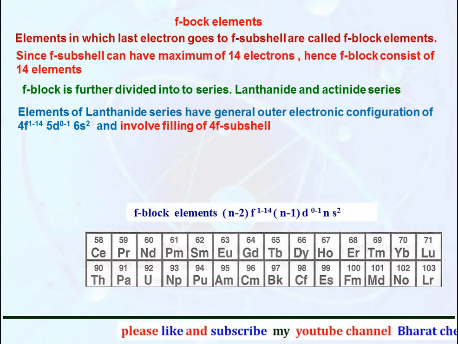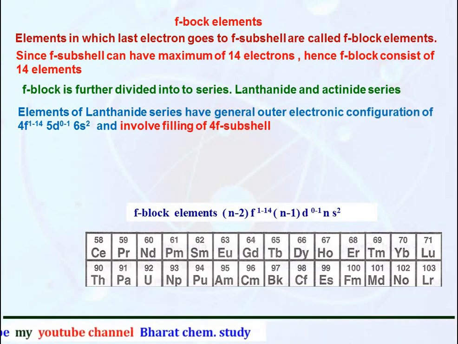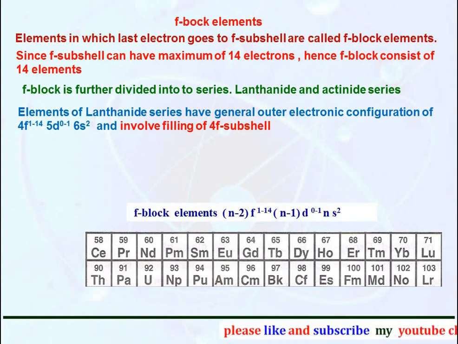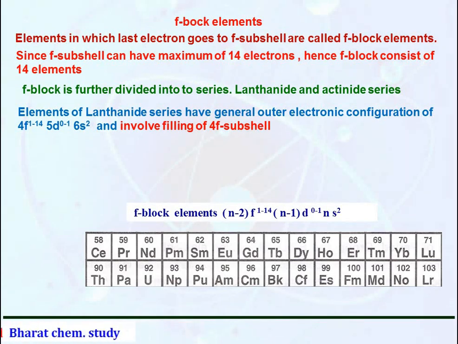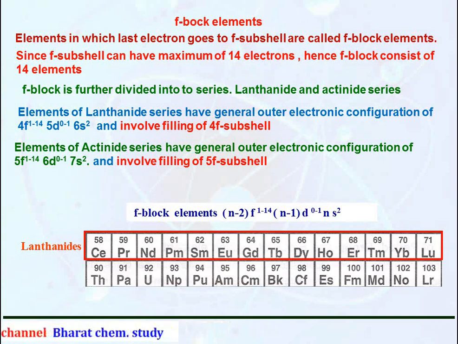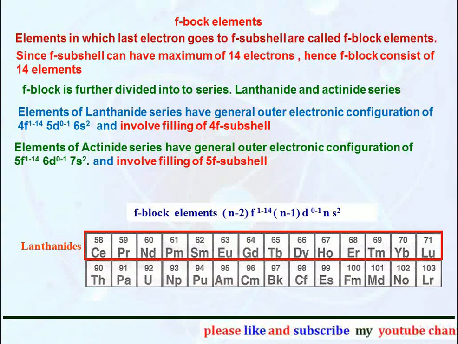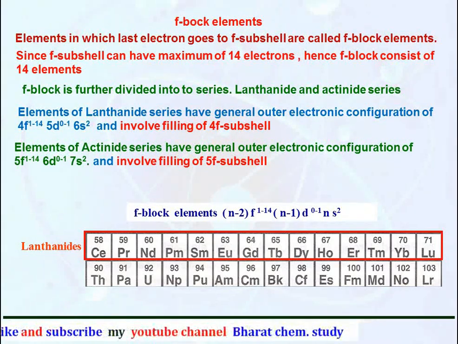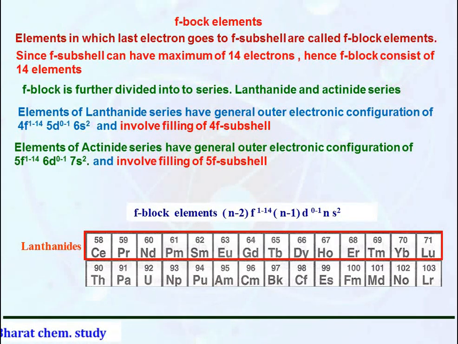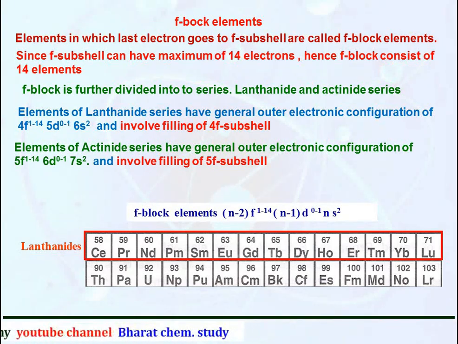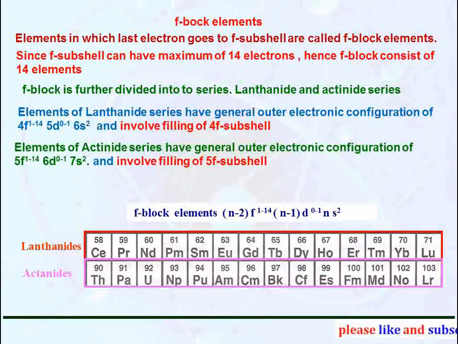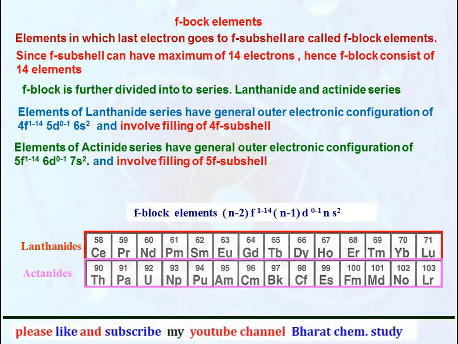The elements of the lanthanide series have a general outer electronic configuration of 4f 1 to 14, 5d containing 0 to 1 electron, and 6s2, and this involves the filling of the 4f subshell. The elements of the actinide series generally have an outer electronic configuration of 5f 1 to 14 electrons, 6d 0 to 1 electron, and 7s containing 2 electrons, and this involves the filling of the 5f subshell, and is present along with the lanthanides below the main frame of the periodic table.